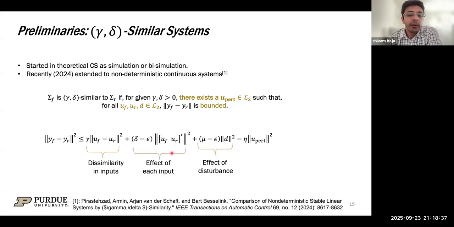Now, one thing to note here is that this bound is independent of the order of the two systems. And so that's the intuition of why we are able to use this framework for model order reduction. The second thing to note is that if I want to use this framework for model order reduction, I want this right-hand side to be as small as possible. One way to achieve that is to minimize these constants, gamma, delta, and so on. And that's what we do in our work.